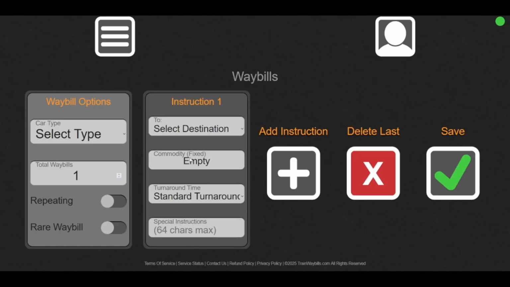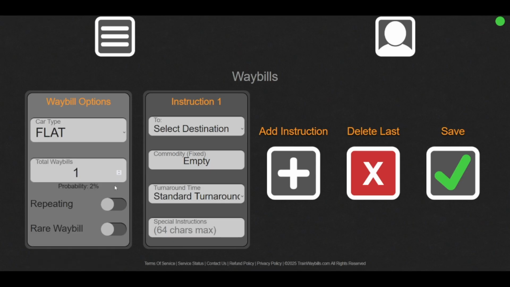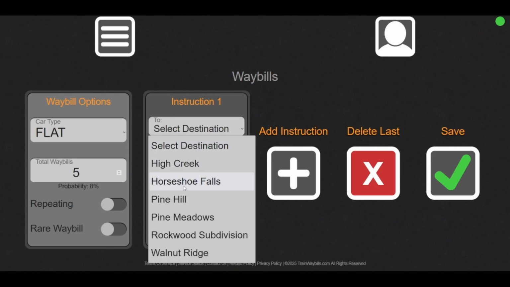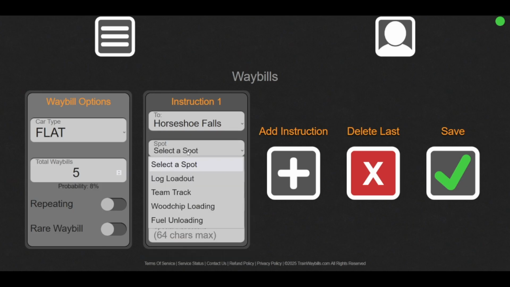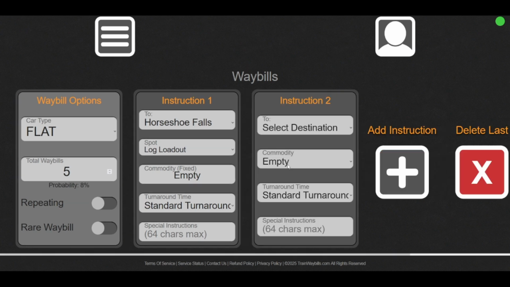Let me give you another example. Say we have a flat car. Again, let's make this quite a low probability one. So we're going to do the same thing. We're going to go to Horseshoe Falls. We're going to go to the log loadout, standard turnaround.